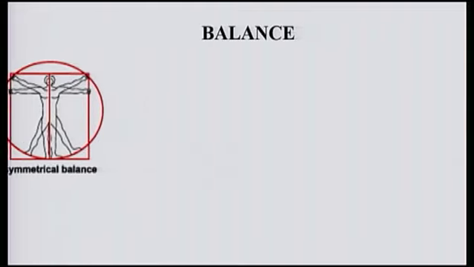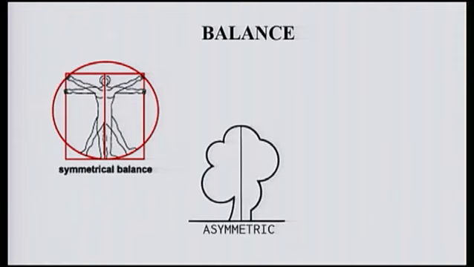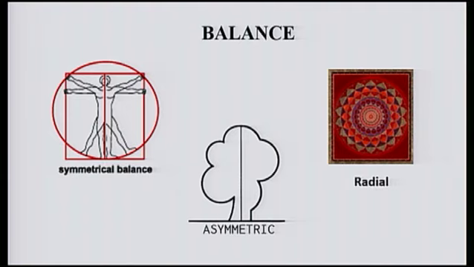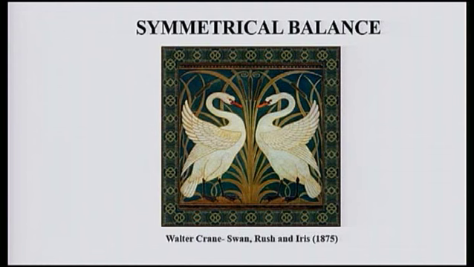We have 3 types of balance in a composition: symmetrical, asymmetrical, and radial. A symmetrical composition has an overall equality of size, shape, line, direction, texture, value, and color. It is capable of division into equal parts. An example is the work of Walter Crane.